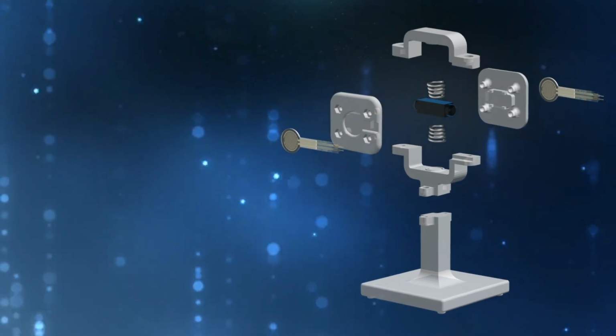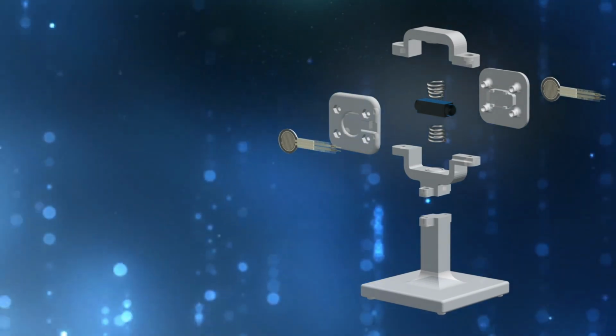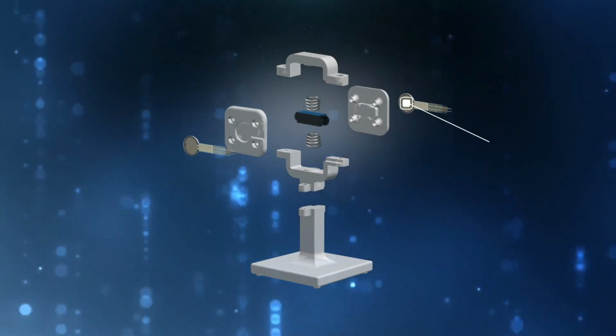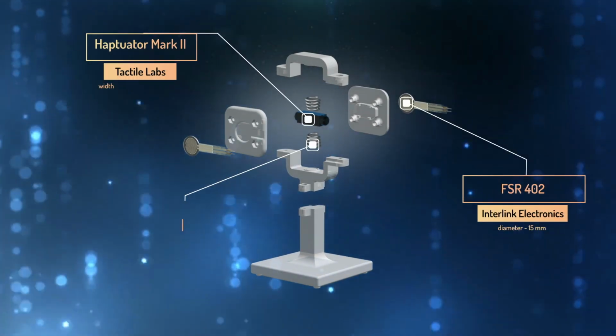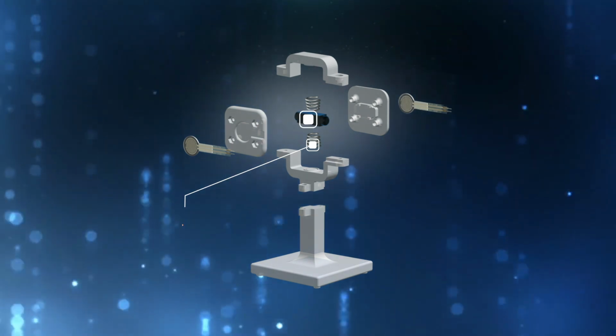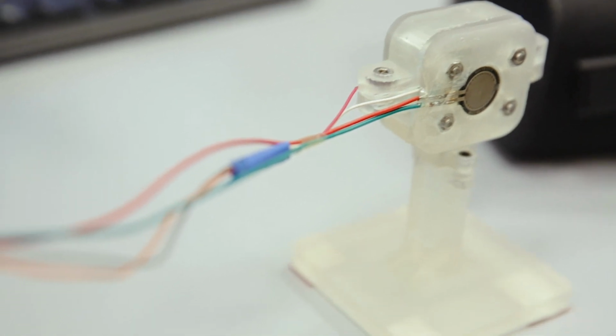The enclosing structure of our device was 3D printed from liquid polymer resin. The haptic system consists of two main parts: a force-sensitive resistor and a voice coil actuator. The FSRs measure the applied normal force. This force modulates the oscillating frequency of the voice coil actuator.